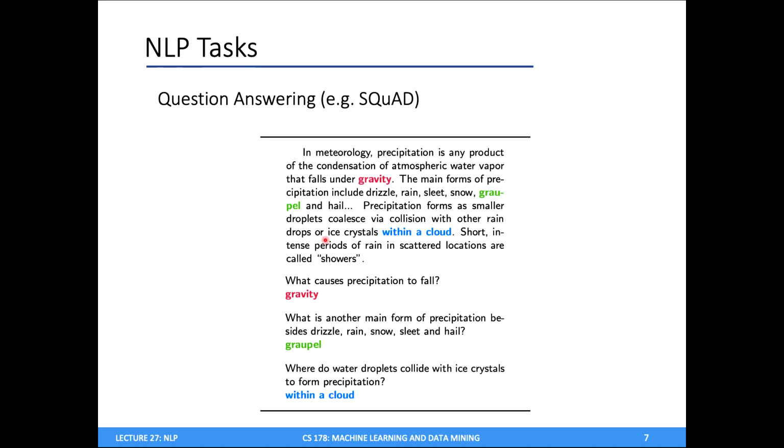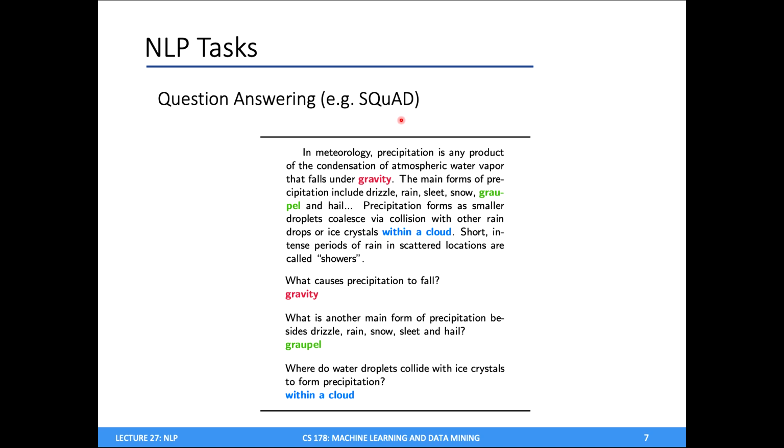Won't read the whole thing to you, but in our NLP question answering task, what we would like to do is take in this paragraph of context, this text we give to the system, and then ask questions like, what causes precipitation to fall? Ideally, we would like our machine learning system to somehow read this text and then answer the question we ask of it. So it should say gravity causes precipitation to fall, or where do water droplets collide with ice crystals within a cloud. So it should somehow be able to read and understand and process this text and actually answer it.